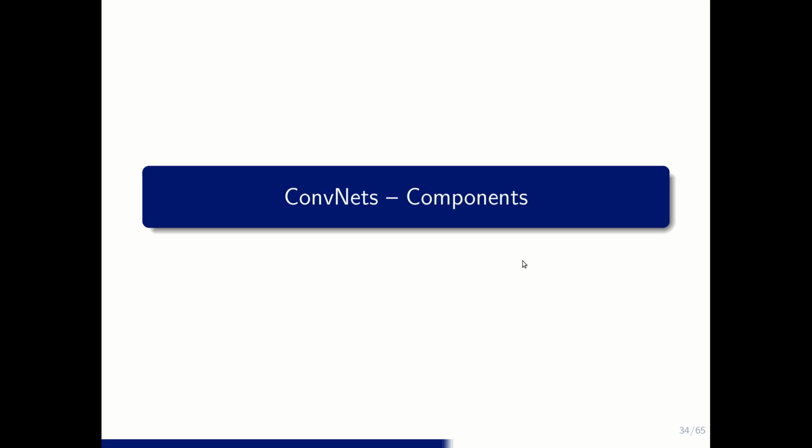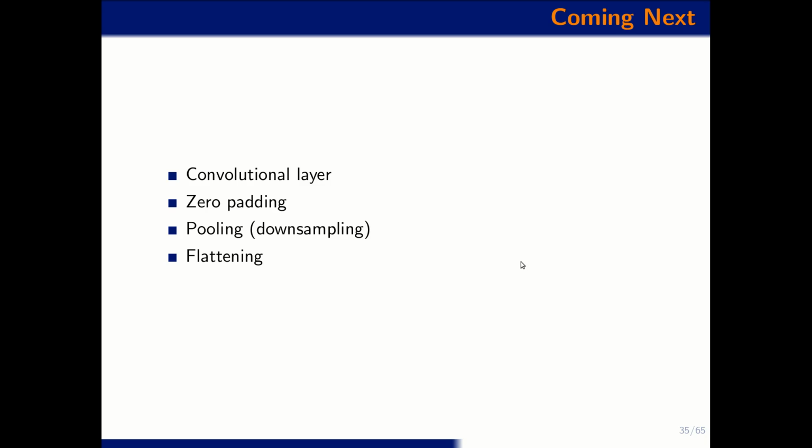We're now going to dive fully into convolutional neural networks and discuss all their components. So we'll start with the central component, the convolutional layer, and we'll discuss zero padding, which essentially allows us to modify the behavior of the convolutional layer. We'll talk about pooling or downsampling, and then flattening, which just rolls out the convolutional layer to a vector so that we can work with multi-layer perceptrons again.